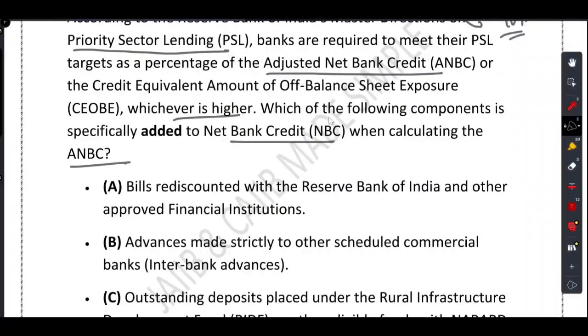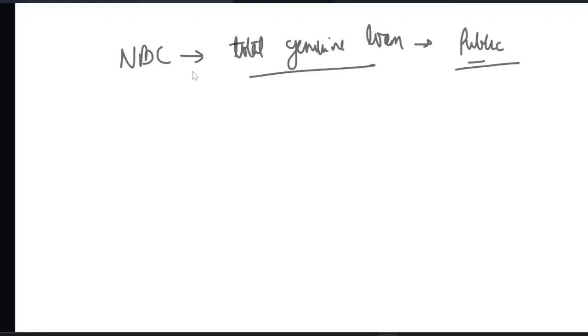So friends, you can think of NBC, that is net bank credit, as the total genuine loan given out to the public. Let me give you a simple example to make it crystal clear. Because it is only for the public, we strictly remove any loan given to other banks. That's called intra-bank advance. And we remove bills rediscounted with RBI. So you can see, the total genuine loan given to the public. We strictly remove any loan given to any other bank.